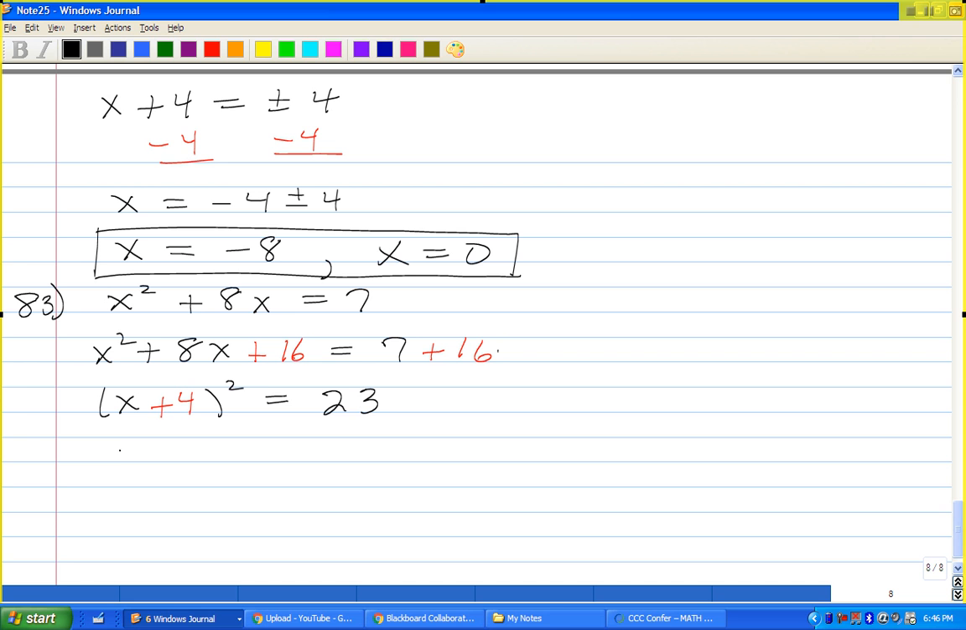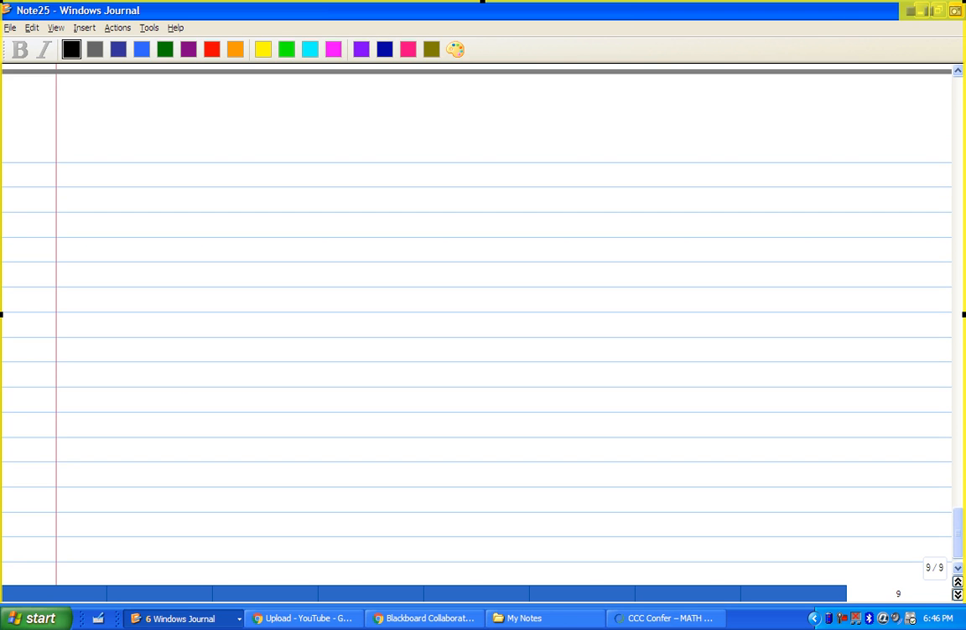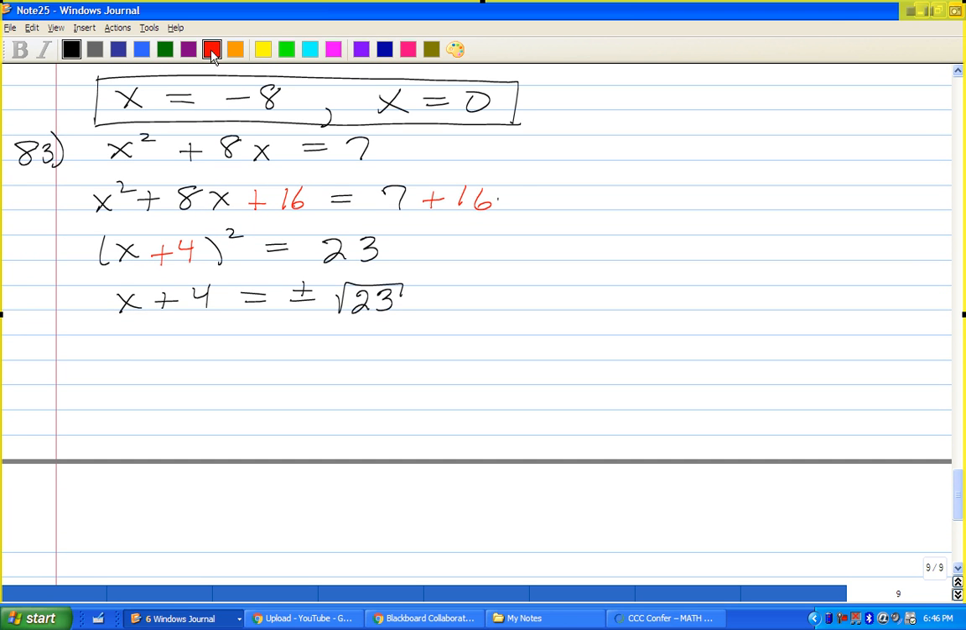So by the square root property, I have that x plus 4 is equal to plus or minus the square root of 23. Let me subtract 4 from both sides of my equation. So x is equal to negative 4 plus or minus rad 23.